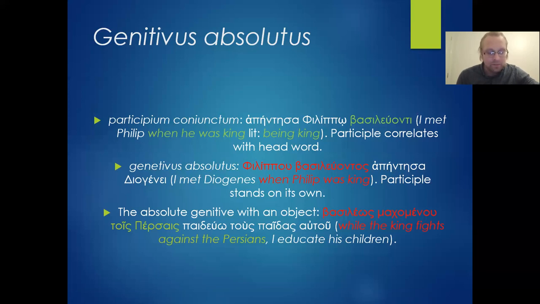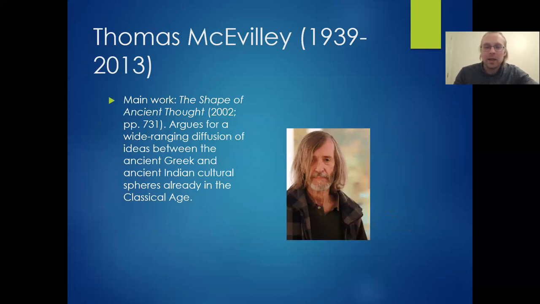That was all for today, but I would like to end this lecture by showing a picture of one of my favorite classicists, which is the late Thomas McEvilley. His main work, at least in the field of classics, is The Shape of Ancient Thought. In this work, he argues for a wide-ranging diffusion of ideas between the ancient Greek and ancient Indian cultural spheres already in the classical age of Greece, so before the conquests of Alexander the Great, at which point true Greek knowledge of India is usually supposed to have transpired.